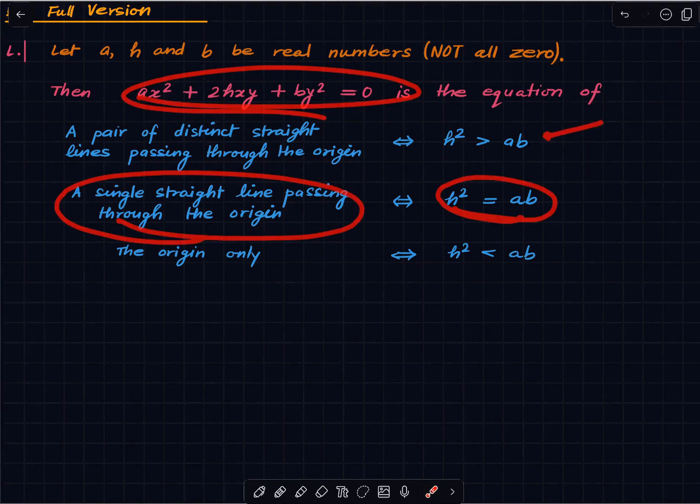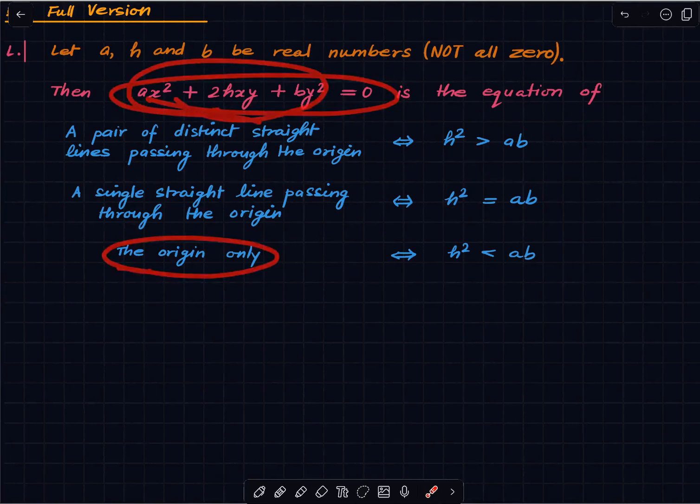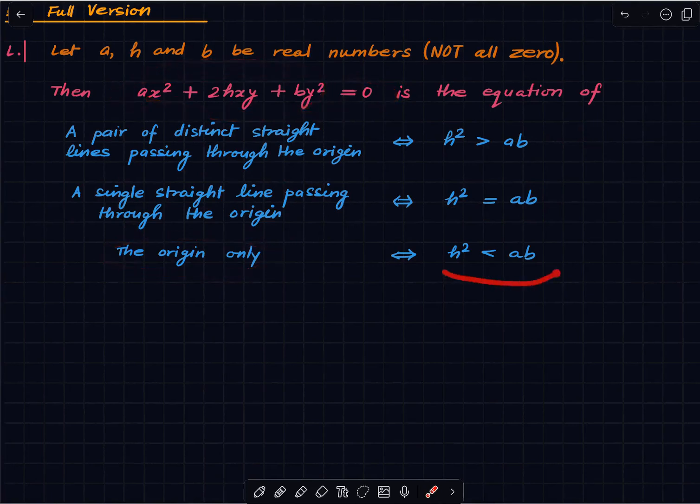So the above corresponds to two distinct roots of a certain quadratic. This corresponds to repeated roots. And here what happens? This is the equation of the origin only, meaning the zero set of this expression contains the origin only, if and only if this happens, which corresponds to having imaginary roots of the quadratic.